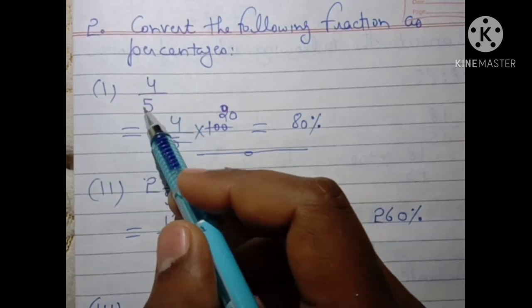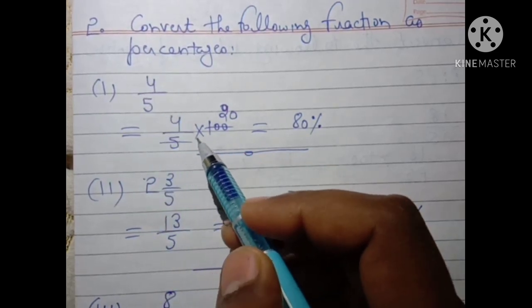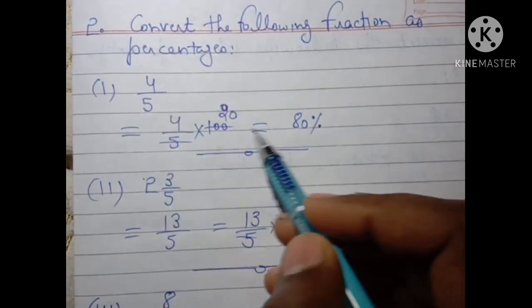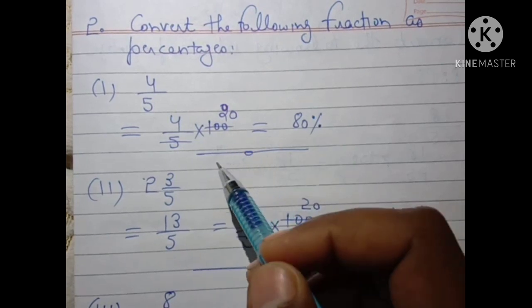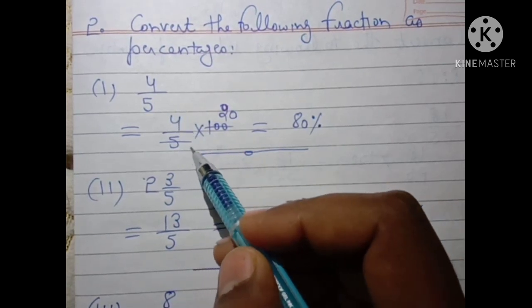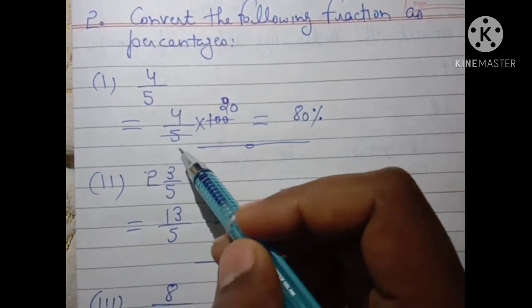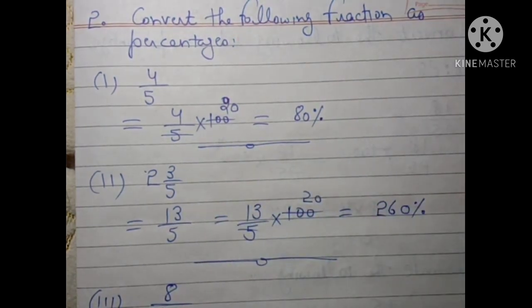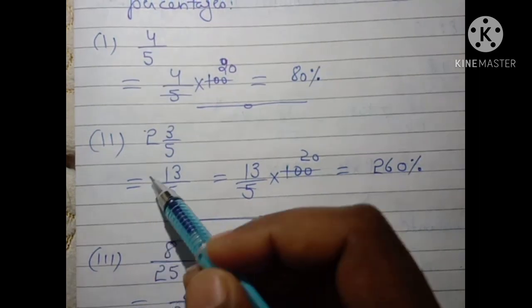And how can we convert? Write down this 4 by 5 as it is, and we have to multiply this term by 100 if we want to convert this into percentage. So this is very simple. So write down this 4 by 5 into 100, and after cancellation it will become 20, 4 20s are 80, so it will become 80%. And now you can see the second sum also.